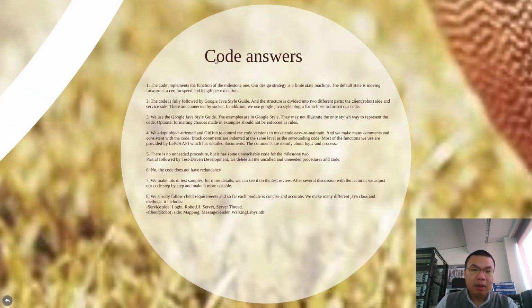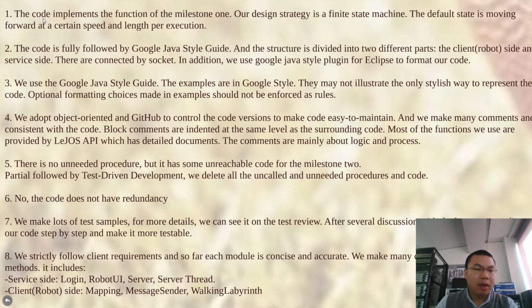For the code answers, the code implements the whole function of Milestone 1 and follows the Google Java style. We use GitHub to control the version. There is no unused code, but there is some code for Milestone 2. We made lots of test samples, and we follow the requirements and make lots of Java functions.